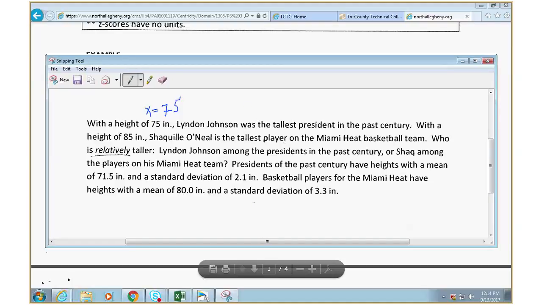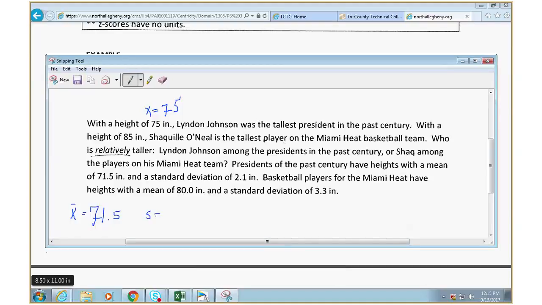All right, since we're talking about the president, then let's go down to the president. Presidents of the past century have a mean of 71. So x bar for presidents is equal to 71.5. And a standard deviation of what? 2.1. So I need all of you to figure that z-score right now.